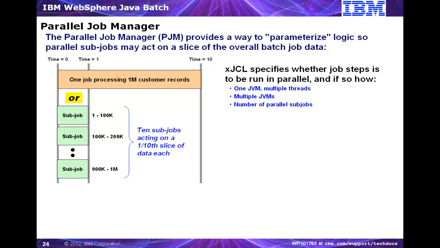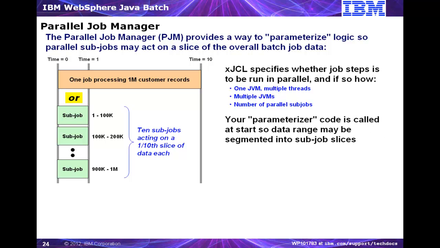First, you specify in the XJCL whether the job step is to run in parallel. The sub-jobs may run in the same JVM but on different threads, or in different endpoint JVMs, or both. You also specify how many parallel sub-jobs you wish to run. The Parallel Job Manager uses this at submission time to split the jobs into sub-jobs.